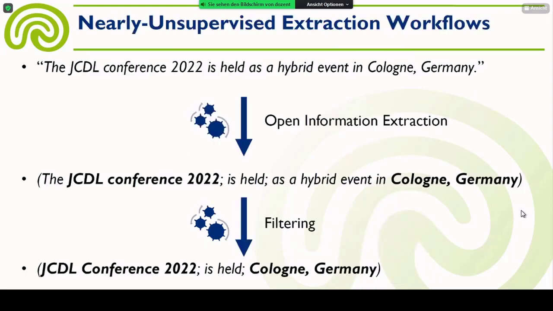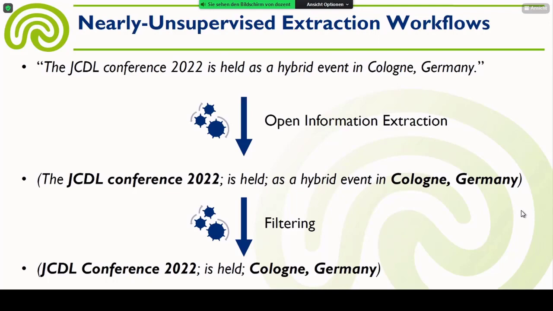There are these supervised methods. You need labeled training data. You need to say this sentence is a true relation, this is not a true relation, and you learn the patterns. Unsupervised means you extract it basically based on the grammatical structure. And what we call nearly unsupervised is a combination of two methods.